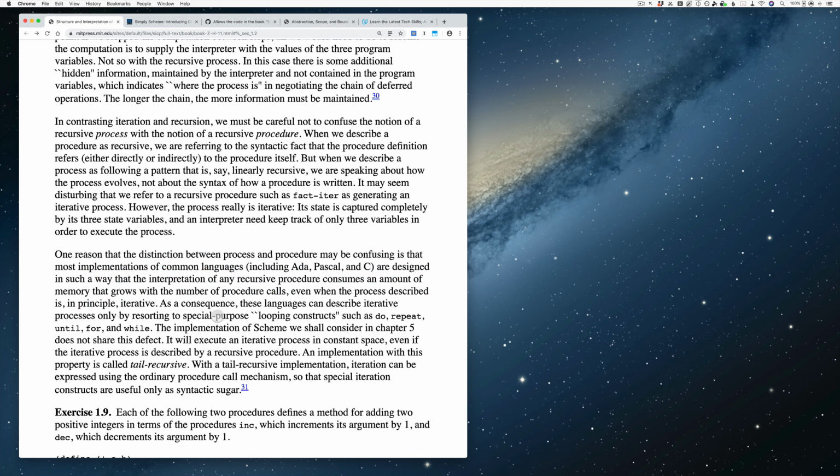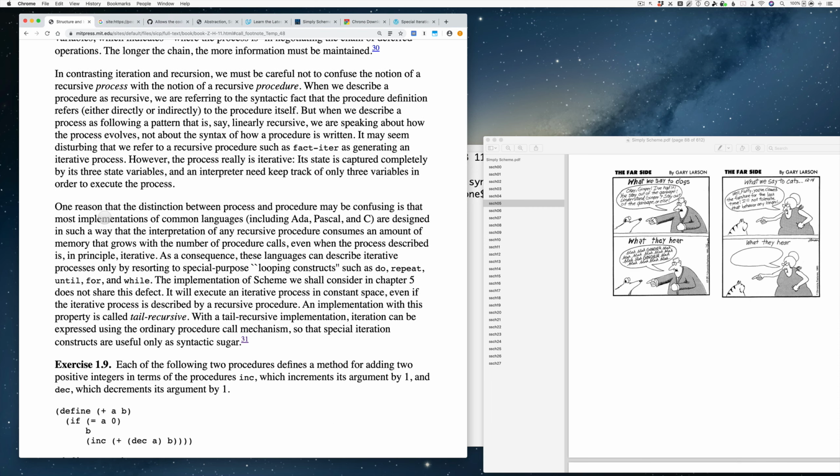As a consequence, these languages can describe iterative processes only by resorting to special purpose looping constructs. So, reading this and thinking about it a bit, Googling some stuff. When this says, as a result, these, meaning common languages, can describe iterative processes only by resorting to special purpose looping constructs.